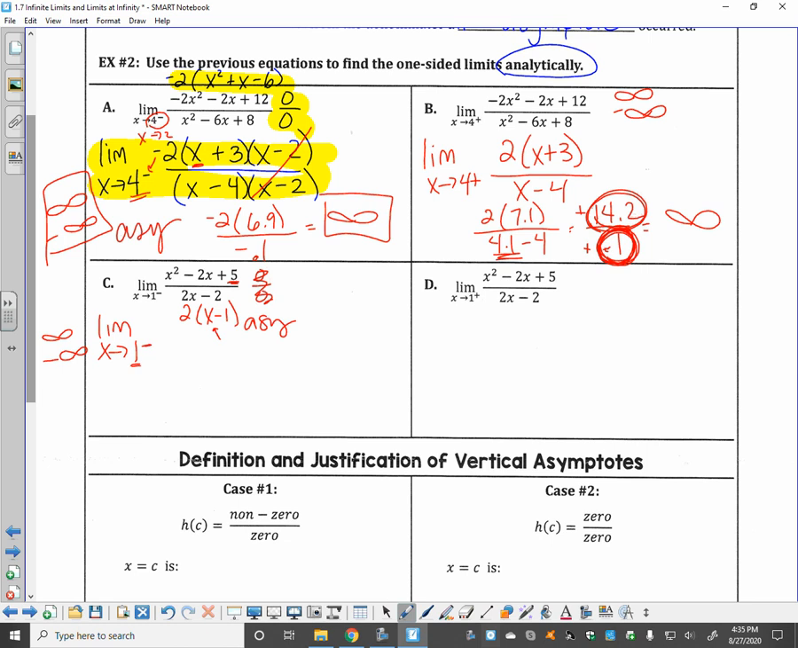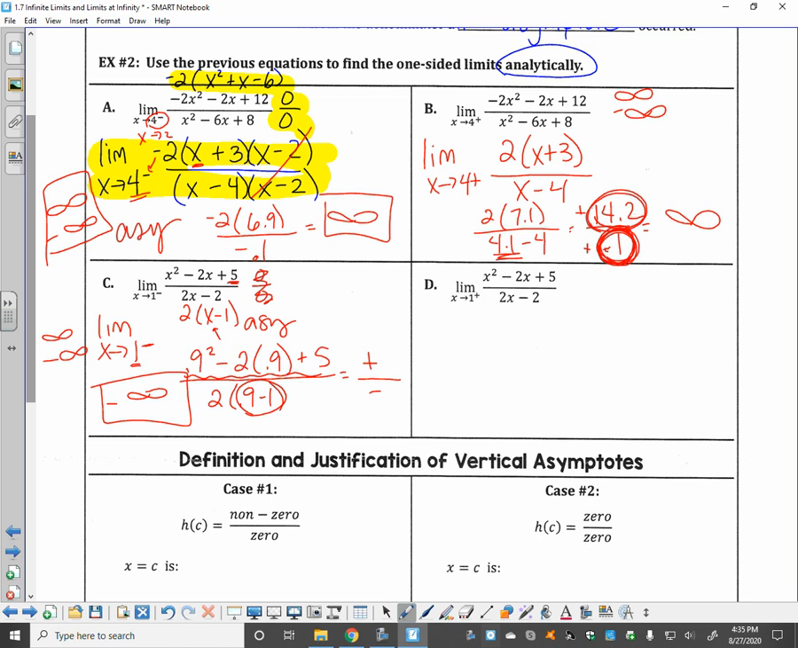I'm headed to 1 from the left, so I'm going to plug in a 0.9. So 0.9 squared, 2 times 0.9, 2 times 0.9 minus 1. This is going to give me something positive, and this is negative, so that's going to give me something negative. Therefore, I know I'm headed towards negative infinity. All right.